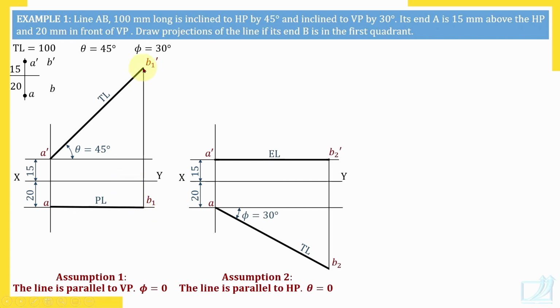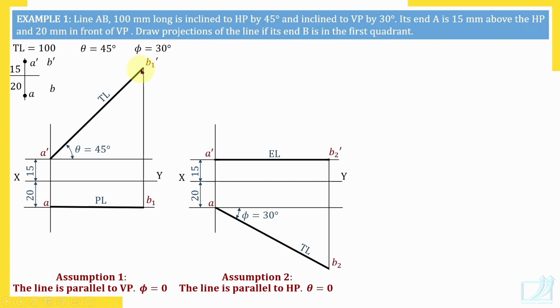And what else we have found out? Listen, B1 dash, this vertical edge of this triangle. What is length of this vertical edge? True length sin 45 is that, plus 15, true length sin 45 plus 15. What is that? Distance of B1 dash from XY line. So here this is a distance of point B from HP. What you should understand here is, if you change this angle theta, if you reduce that angle theta, B1 dash moves closer to XY line. What does that mean? Distance of point B from HP purely depends on inclination with HP. It has nothing to do with inclination with VP. So when line is inclined to HP by 45 degrees, distance of point B from HP we have found out.